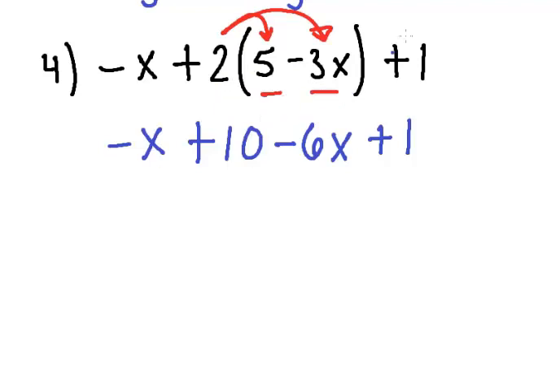Now, once we have this, we can easily solve this exercise because we have 2 like terms in here and 2 like terms in here, right? So we're going to begin with this one. Minus x, remember, when you don't see a number, it means we have 1, right? So minus 1 minus 6. Minus 1 minus 6 is minus 7x. And 10 plus 1 is going to be 11.